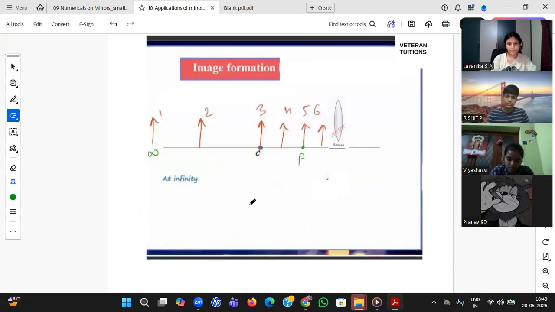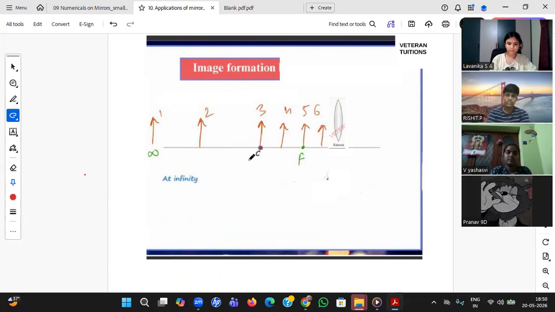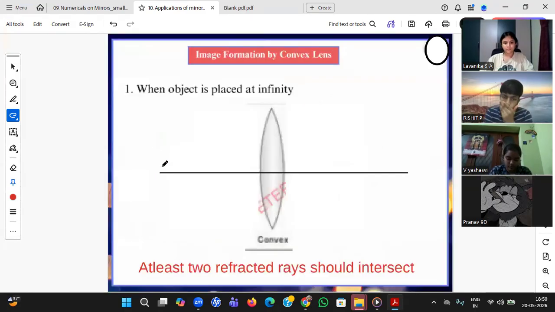Okay, students. So shall we start image formation cases now? Yes, Yashasvi, which lens is this? Convex lens, sir. Okay, very good. Convex lens. So let us start the image formation. Here, students, again there will be 6 cases. So let us take the convex lens and start the first case. Where should I keep the object? I should keep the object at infinity.